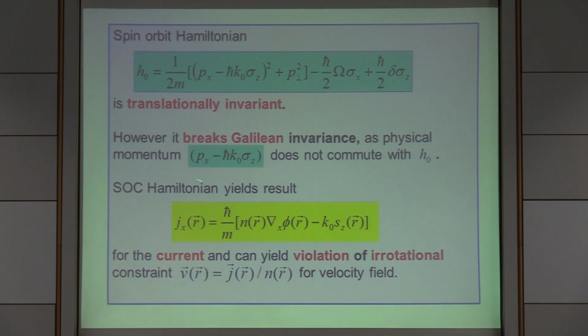In particular, the spin-orbit coupling Hamiltonian yields this result for the current density, which is not fixed only by the gradient of the phase as happens in usual Bose gases, but is fixed also by the spin component, the spin density of the gas. And I will show now that this term here can produce a rigid rotational field when you apply a position-dependent detuning to the system.